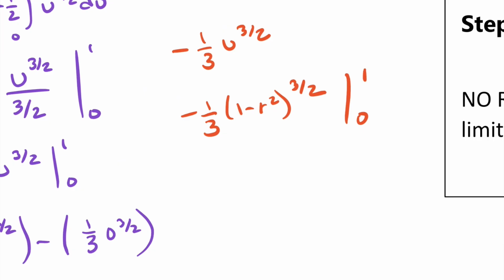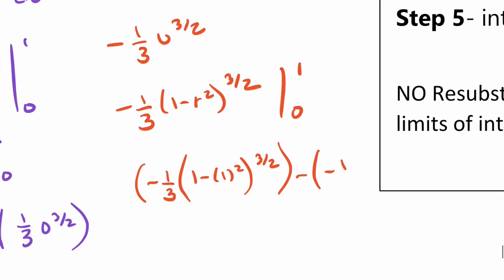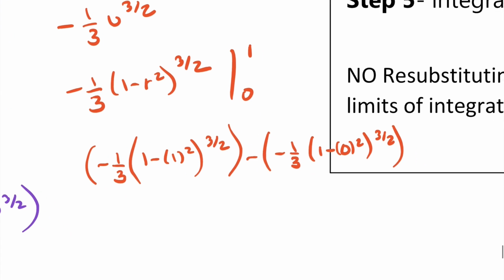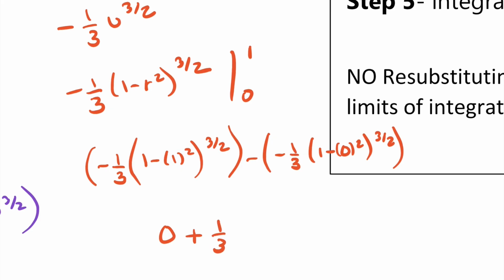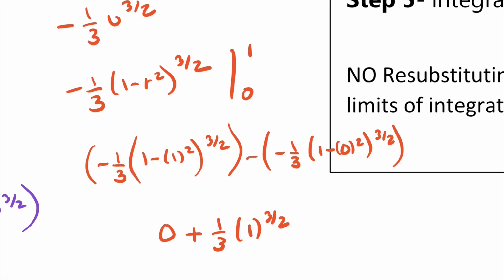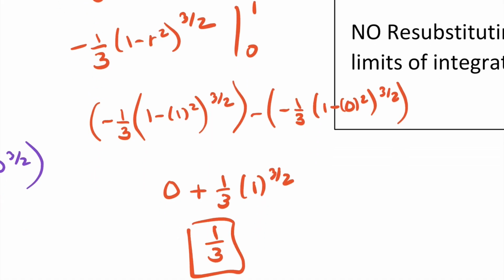So do all this work. We get negative 1/3, 1 minus 1 squared, all to the 3/2, take away negative 1/3, 1 minus 0 squared to the 3/2. We're starting to see the same thing happen here. 1 minus 1 is 0. 0 to any power is 0 times negative 1/3, that's just 0. I have a double negative here. I have a 1/3, and that's going to be 1 to the 3/2. We still end up with a result of 1/3.